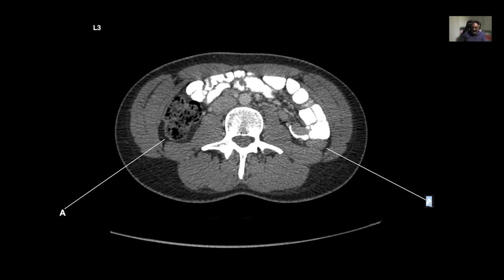Sorry, that is B. These are two different things. Correct. No, that's a mistake. I labeled them both A. That's accidental. This should be B, because that is a paracolic gutter, but this is the left paracolic.